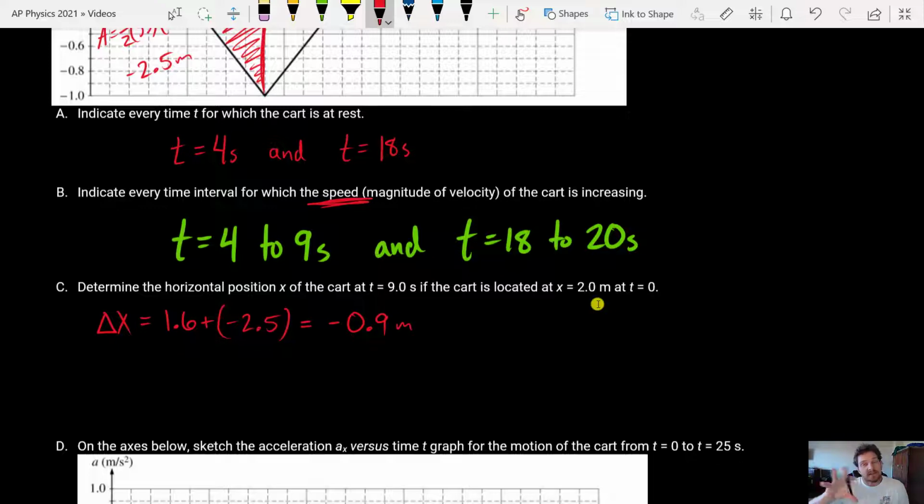All right, but that is not the final answer. Remember, that is only the displacement. Then part C, it throws this little wrinkle in there, and it says if the cart is located at an initial position of 2 meters, what is it? It's asking us what is the final position, right? So remember, displacement just talks about how much it moved.